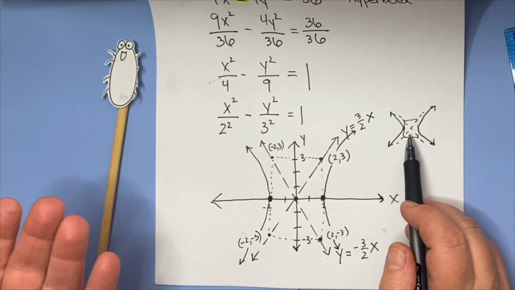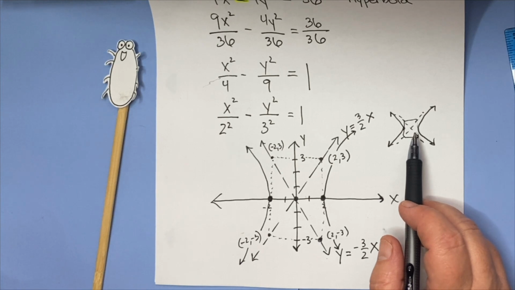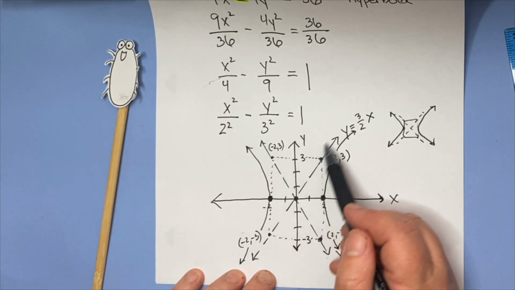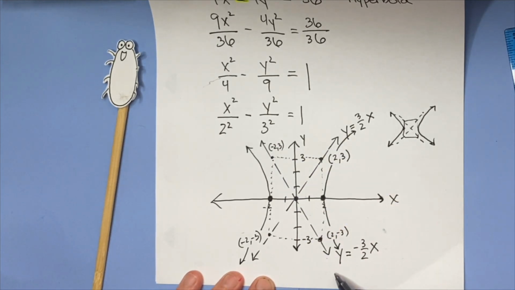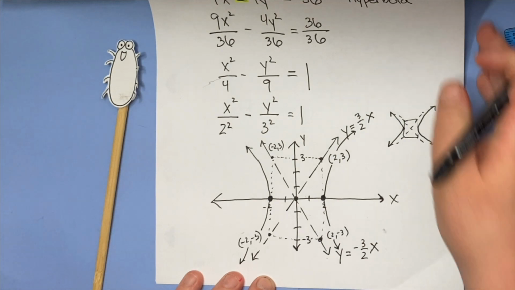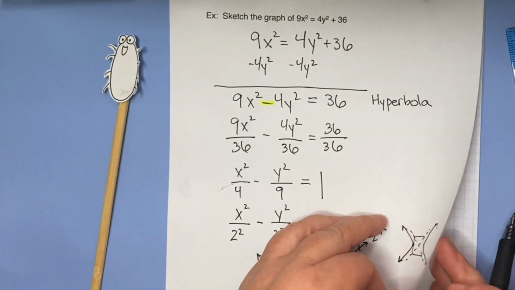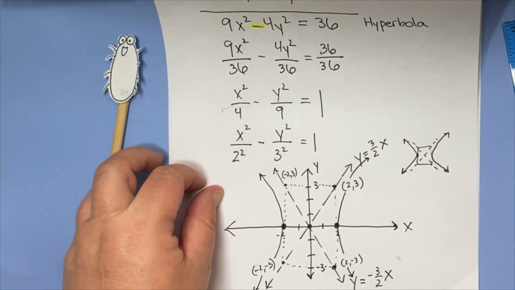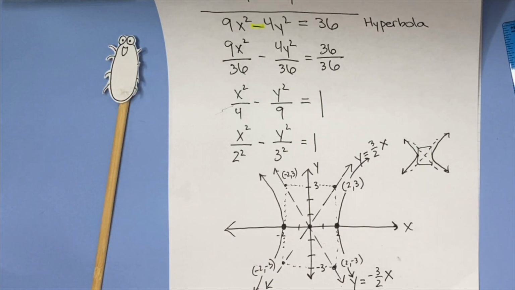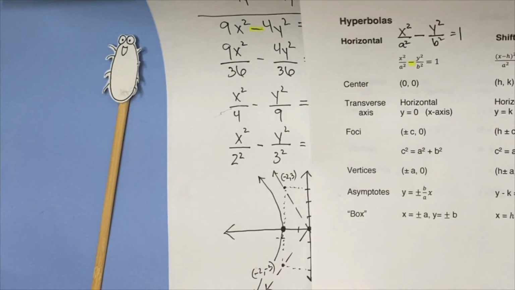Now, what does it look like when the y squared comes first? If the y squared comes first, then you've got this top and bottom. So what am I talking about? So now that this is our basic hyperbola, that's the sketch. Woohoo! There are some other interesting things we can look at.